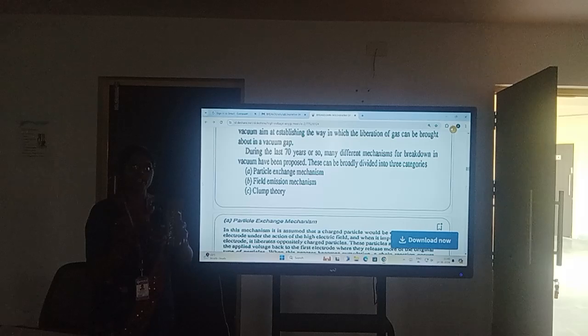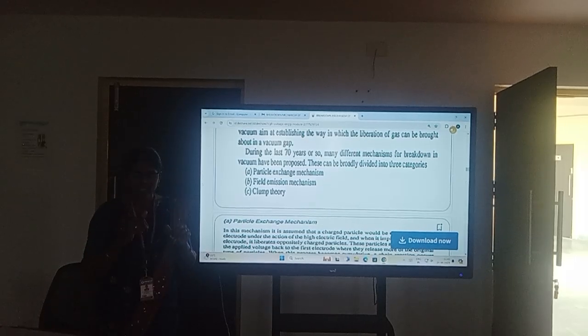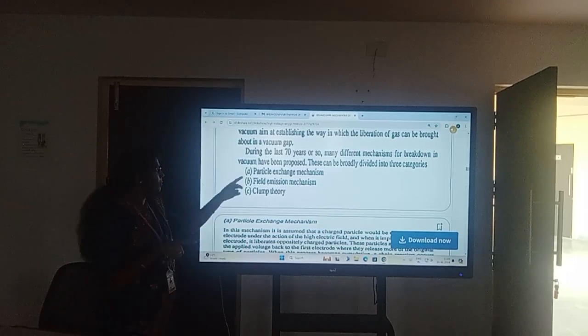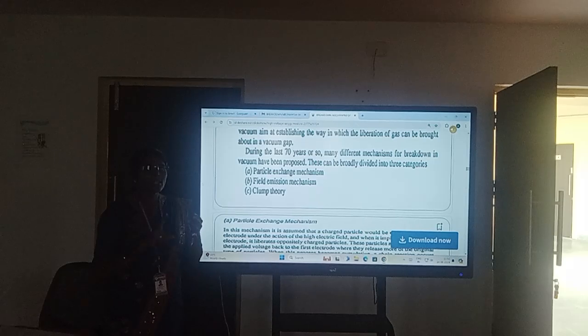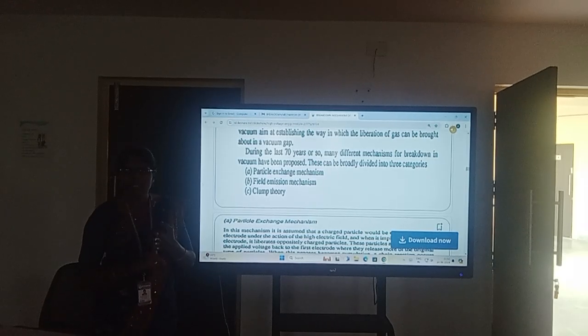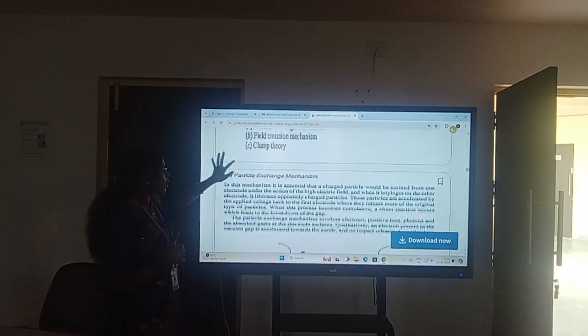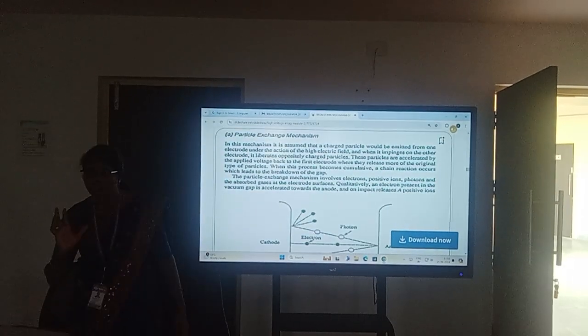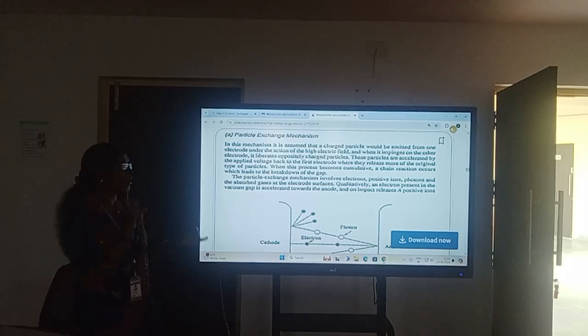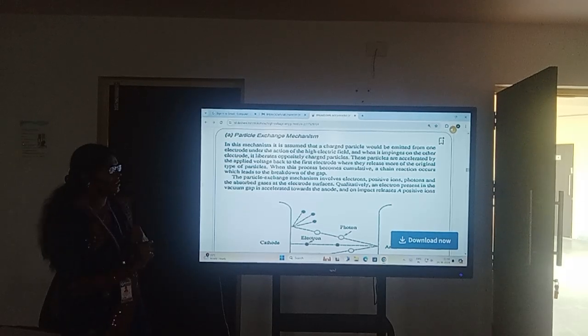Okay, under vacuum breakdown you will be studying three mechanisms. The first is the particle exchange mechanism, the second is the field emission mechanism, and the third is the clump theory. Under each subdivision you have to write out what the mechanism really means. So the first mechanism is the particle exchange mechanism.